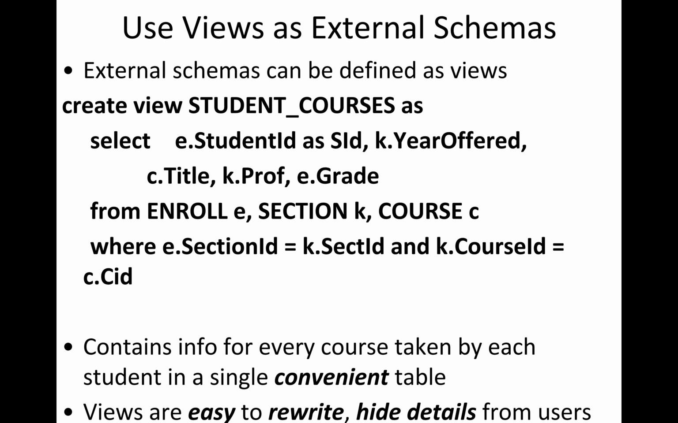So to do this, we can create a view for the student courses that goes off and merges or joins 3 different tables and extracts grades from the enrollment, the professor from the section, the course title from the course table. It retrieves all this information and puts it conveniently in a single view so that it's easier to consume.